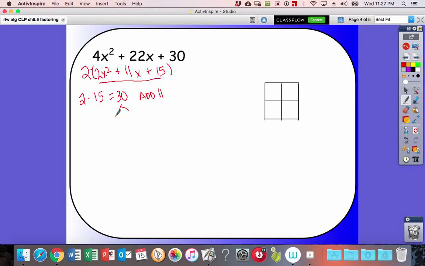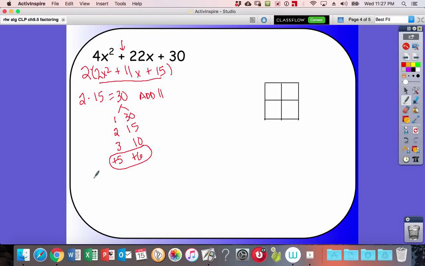So I come here and I go, okay, 1 and 30. Those add to 31. That's not going to work. 2 and 15. They add to 17. That won't work. 3 and 10. They add to 13. That won't work. Let's see, 5 and 6. Here are my guys. Okay, now this is a plus sign. That means these have to be plus plus or negative negative. But I look at this sign right here, so I know this is a plus and a plus.